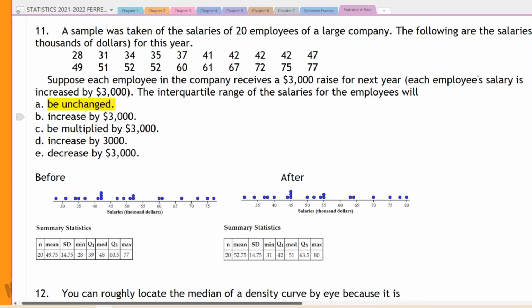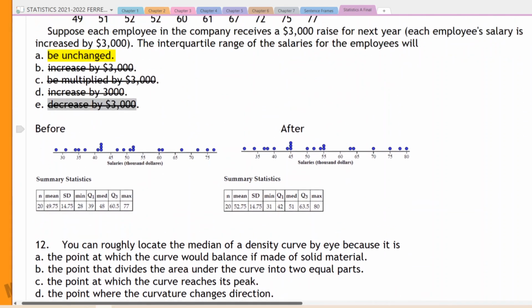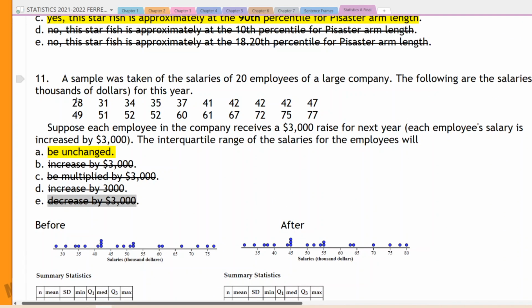We know already that this is the answer, and we can take a look at these other choices over here. Increased by 3,000. Of course, that's not going to happen. Multiplied by 3,000. Yeah, we already know what the correct answer here is. But before you waste your time putting all of these distributions into your calculator, of course, you always could. There's nothing wrong with that. You're just going to lose a lot of precious time.